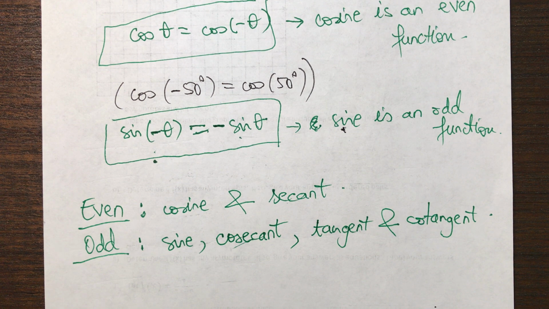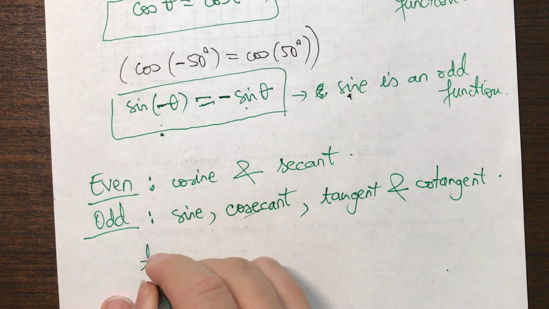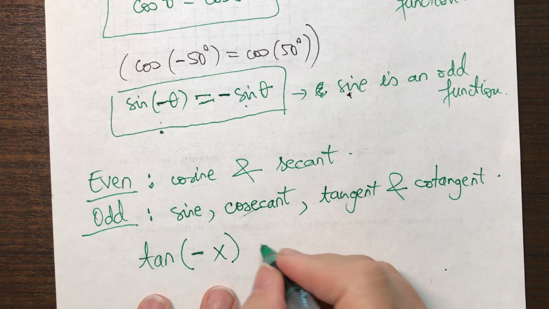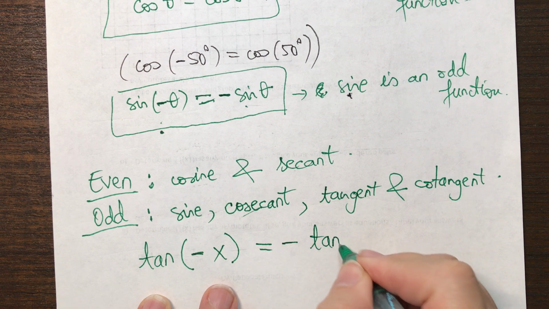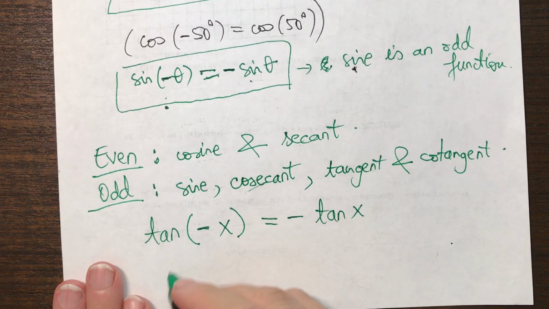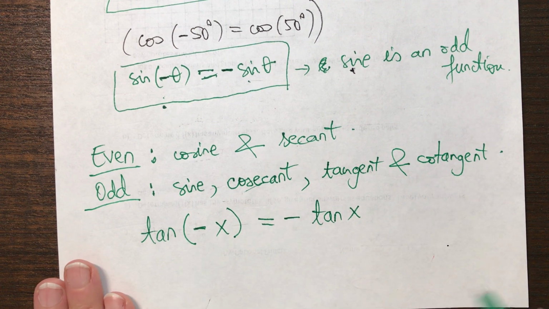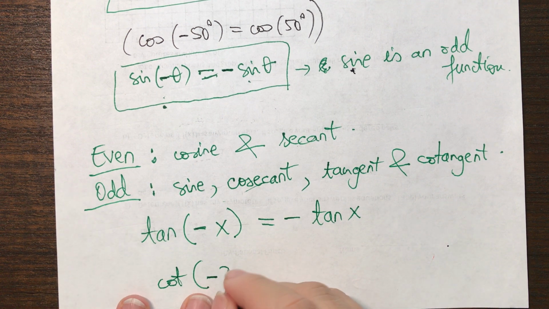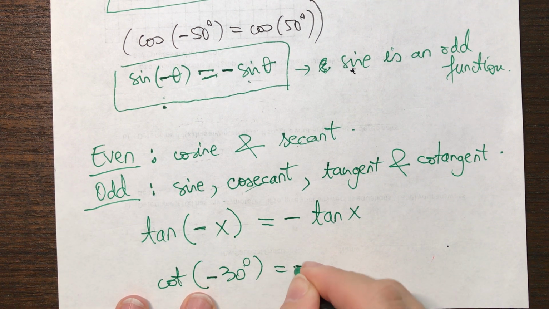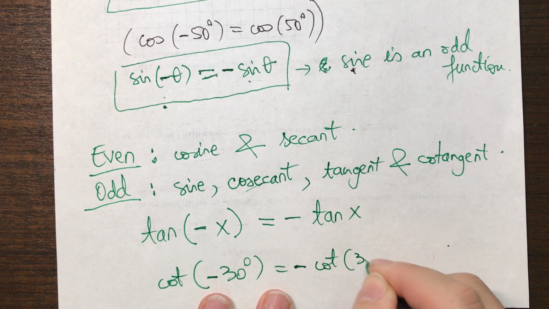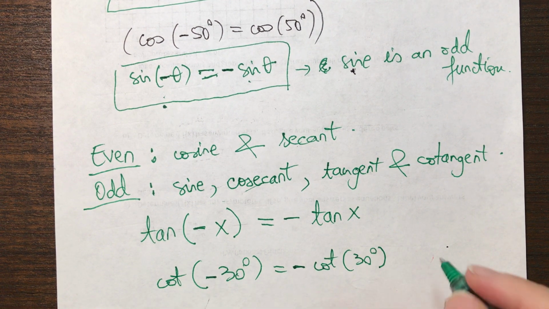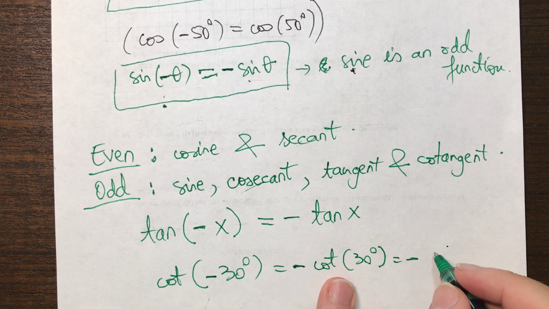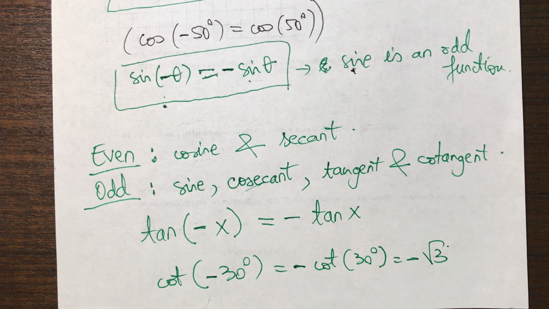Anytime you see a negative angle inside the tangent, what does that mean? It means you get to throw the minus out front, and the same goes for all of these. For example, what is cotangent of negative 30 degrees? That's the same thing as negative cotangent of 30 degrees. So you get to throw the minus out. And by the way, what's cotangent of 30? It's the reciprocal of tangent of 30, so that's just the square root of 3.